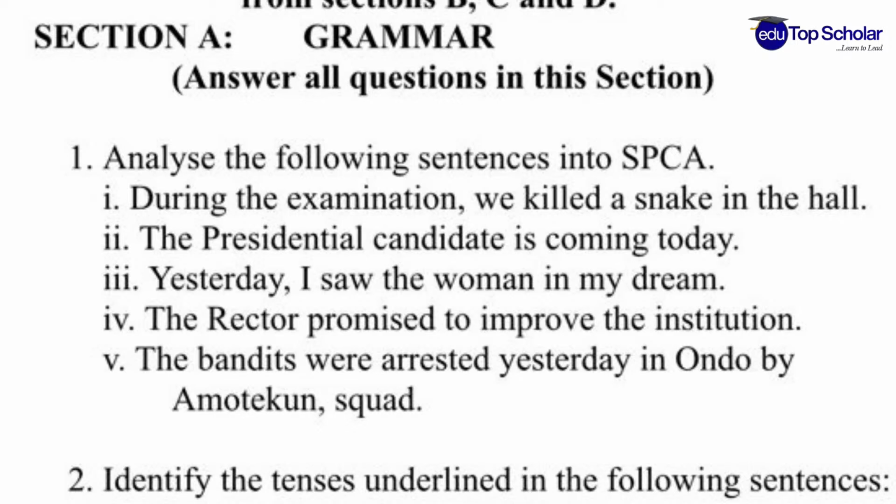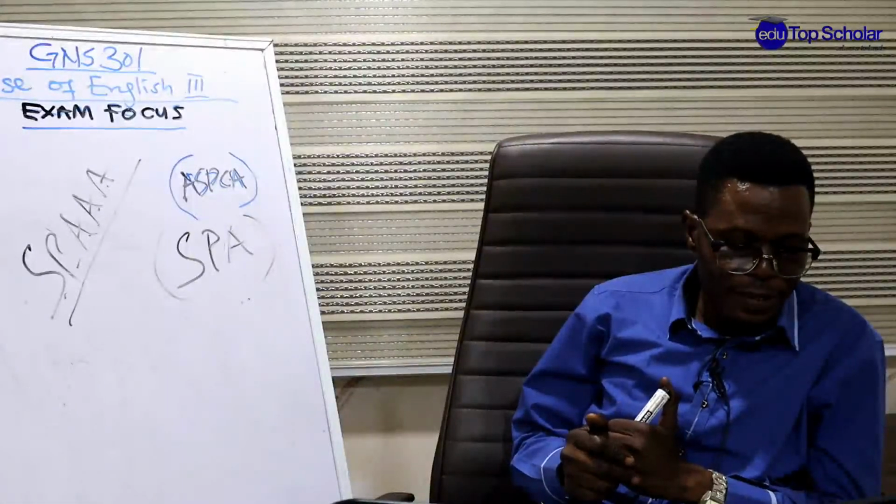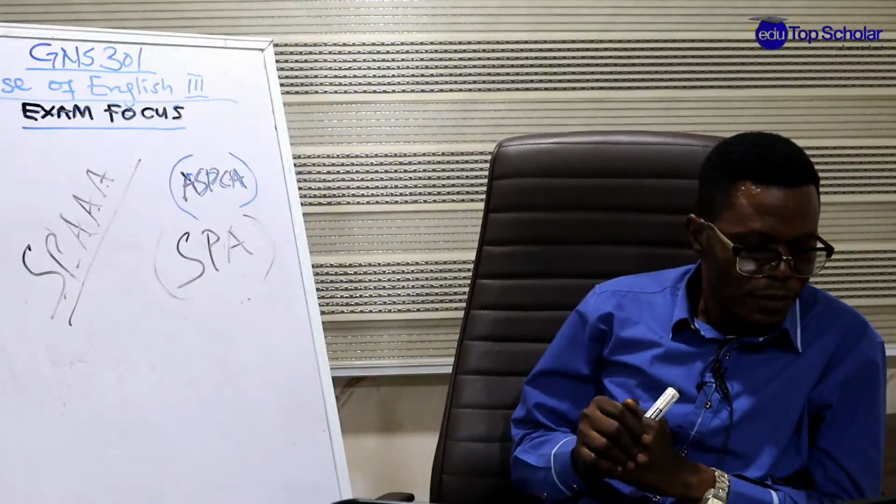So can you see it? So that is the bandits, subject; were arrested, predicator; yesterday, adjunct; in Ondo, adjunct; by Amotekun squad, adjunct. So we have it as SPAA. That's number 5. Now, the last one, please, sir: do all sentences end with an adjunct?